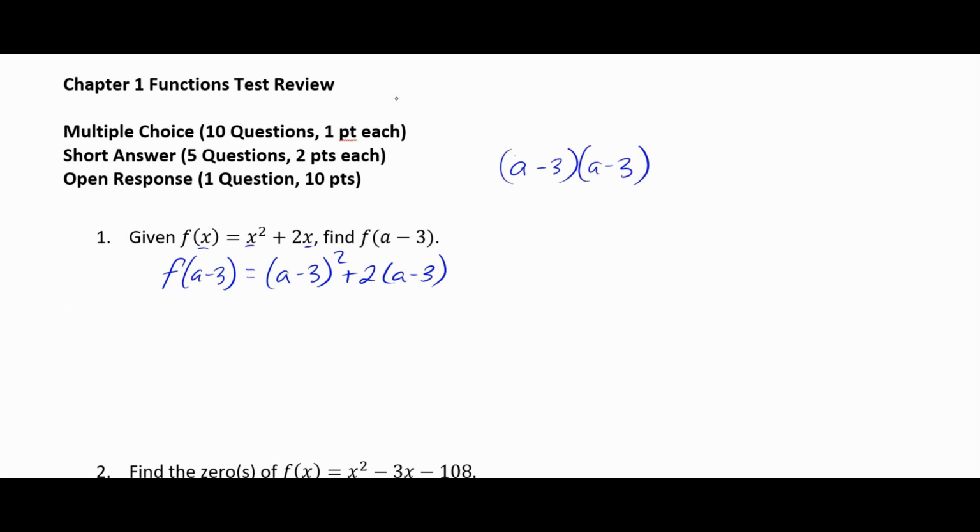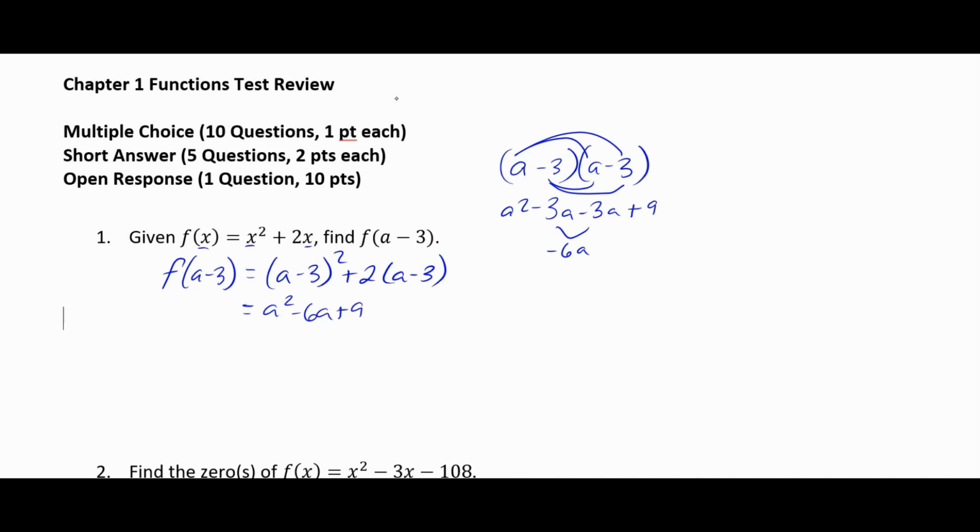So then we're going to want to distribute. A times a is a squared. A times negative 3 is negative 3a. Negative 3 times a is negative 3a. And negative 3 times negative 3 is positive 9. We can combine these two middle terms to be negative 6a. So that's for this (a minus 3) squared part. So this is going to be equal to a squared minus 6a plus 9.